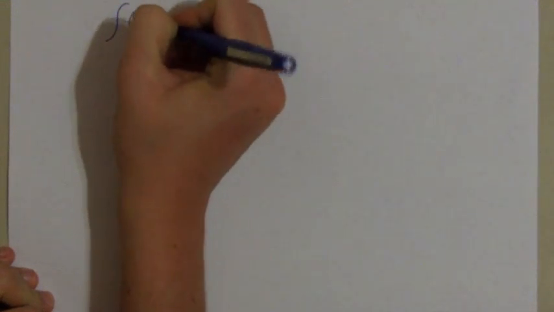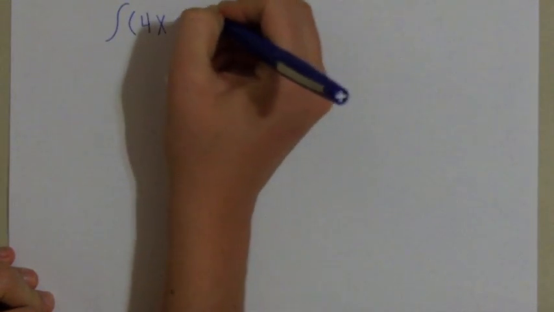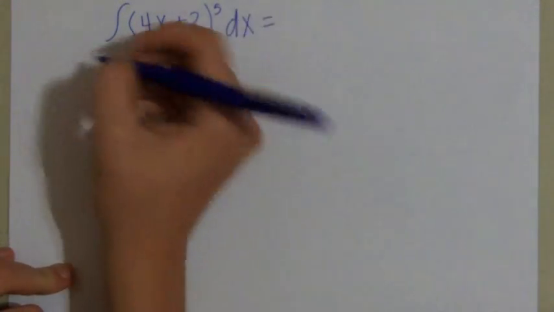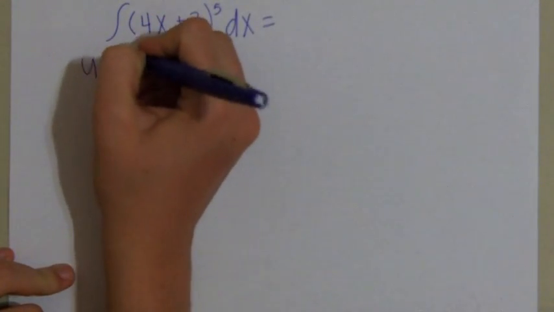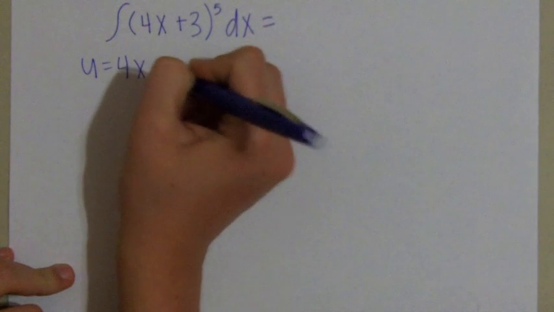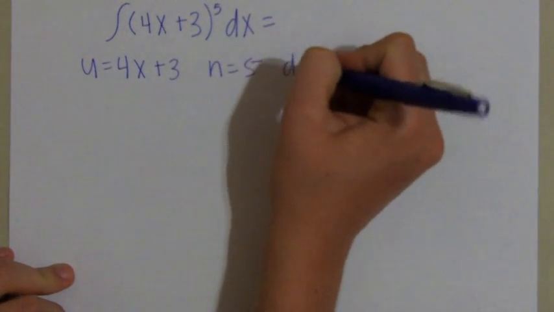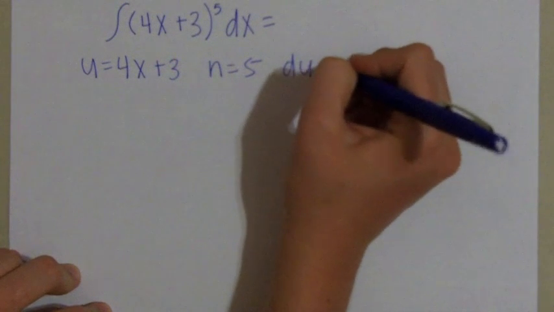Now we'll be doing integration by substitution. Suppose we have 4x plus 3 to the power of 5. The idea is that what is inside of the parentheses is u. Therefore, u is equal to 4x plus 3. n is the power, in this case 5. And du is the derivative of u. Therefore, 4 dx.